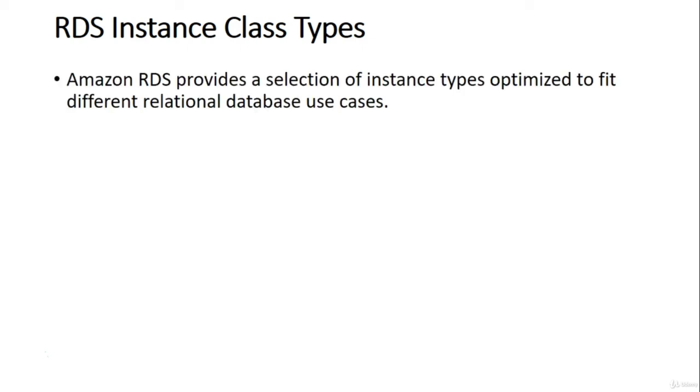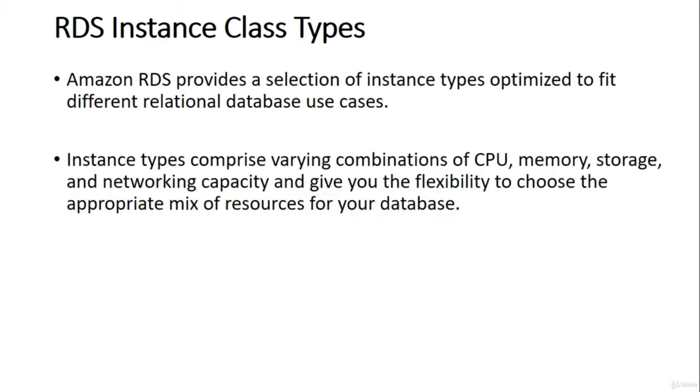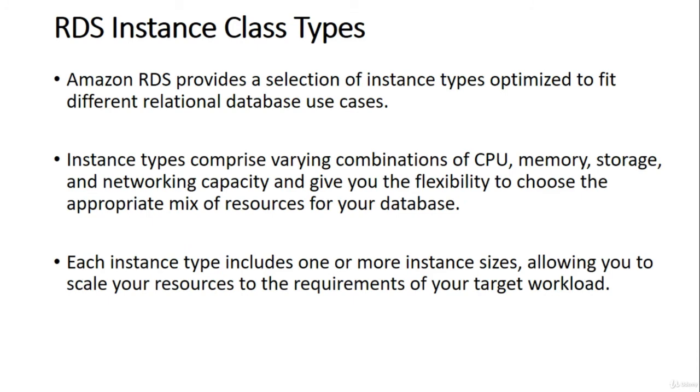RDS instance class types. So as we have discussed in EC2 instance, there are class types. Here also we have some classes as far as RDS instance is concerned. Amazon RDS provides a selection of instance types optimized to fit different relational database use cases. Instance types comprise varying combinations of CPU, memory, storage and networking capacity, and give you the flexibility to choose the appropriate mix of resources for your database. Each instance type includes one or more instance sizes, allowing you to scale your resources to the requirements of your target workload.